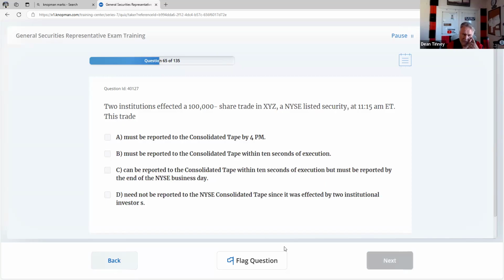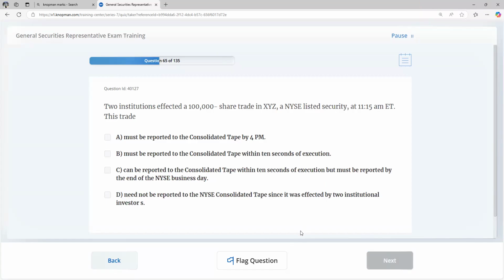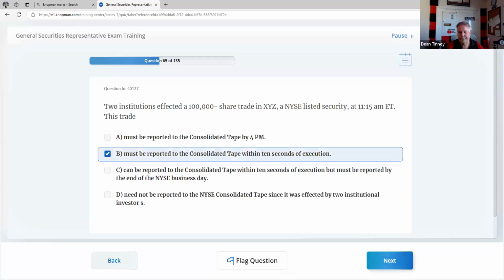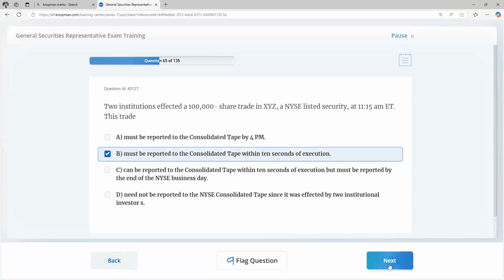Okay. An institution effected a 100,000 share trade in XYZ, a New York Stock Exchange listed security, at 11:15 a.m. Eastern time. This trade has to go to the consolidated tape within 10 seconds of execution. Right on. I recently studied that, literally last night.